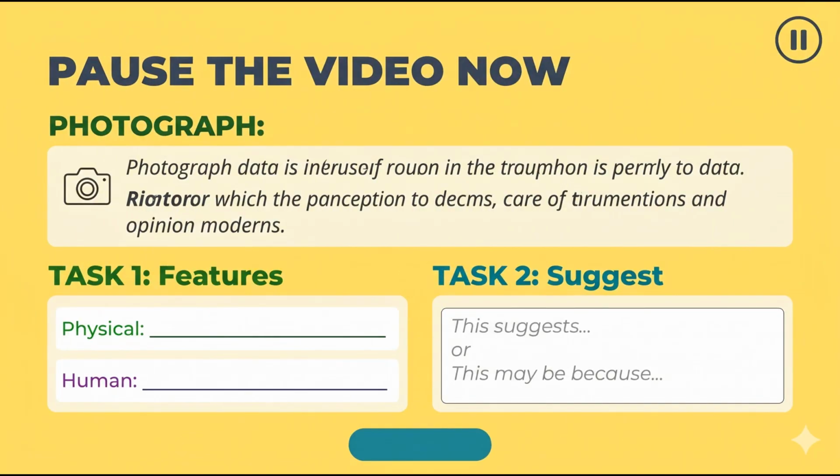Pause the video now. Read the photograph description on screen. A wide river, dense forest, overcast sky, wooden houses on stilts, no roads, a narrow boat. 2 tasks. Task 1. Write down 1 physical feature and 1 human feature you can identify from the description. Task 2. The houses are built on stilts above the water. Suggest 1 geographical reason why. Use "this suggests" or "this may be because" in your answer, and give a geographical reason, not a description of what you can see. Take about 45 seconds, then unpause for the answers.